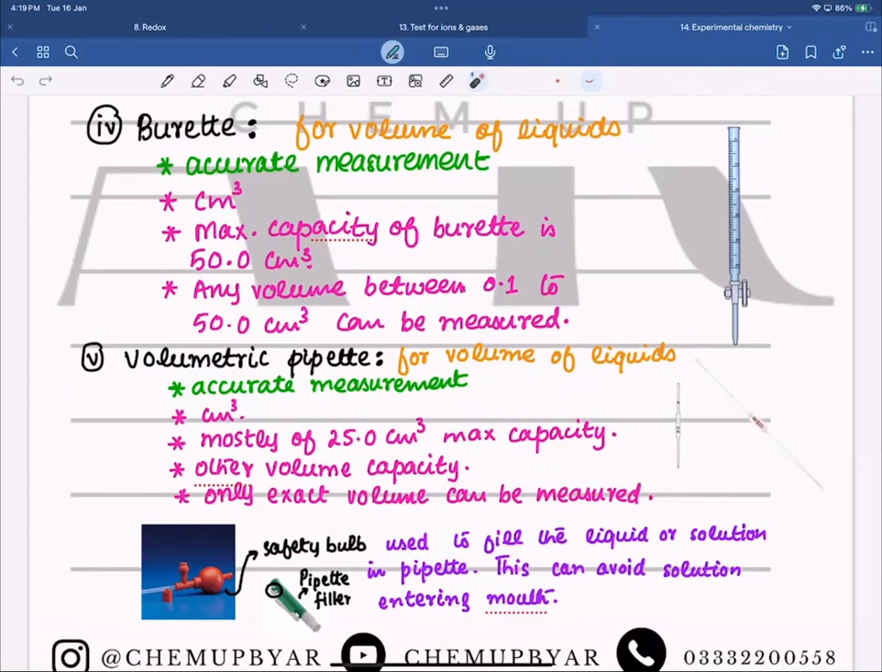Okay, the accuracy of both the pipette and the burette is the same, but the only difference is what I have told you earlier: from the pipette, we can add only an exact volume. But from the burette, we can measure a range of volumes.